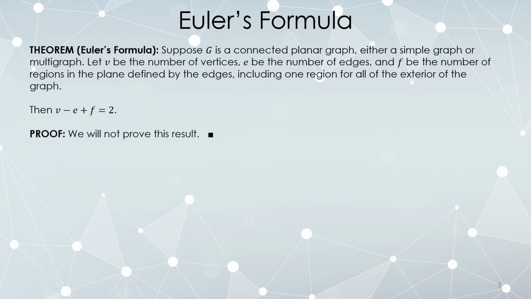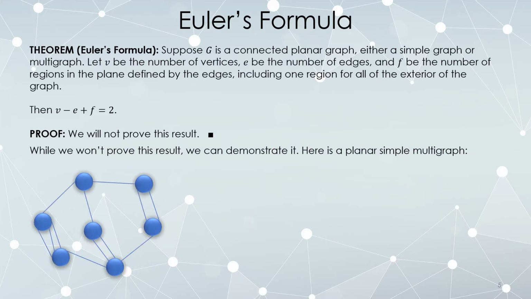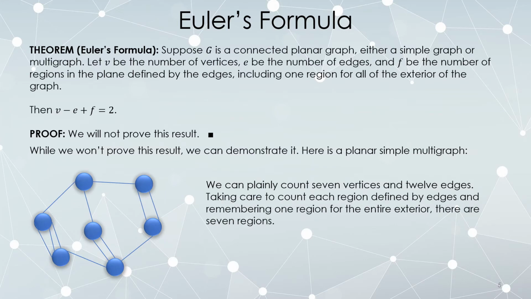So we're actually not going to do a proof, but we will demonstrate it. So here is a simple planar multigraph. Okay, no two edges cross, although we are allowed to have multiple edges between 2 vertices. So how many vertices are there? There's 7 vertices. There's also 12 edges. That's just a matter of counting. Now, what about faces? So the regions defined by the edges, we're going to count 7 of them. So there's this region here. Okay, in between these 2 edges, I have a region of the plane. That's 1. Here's another region, 2.